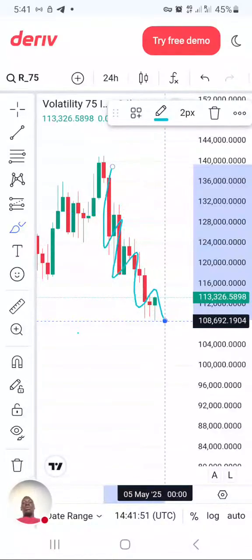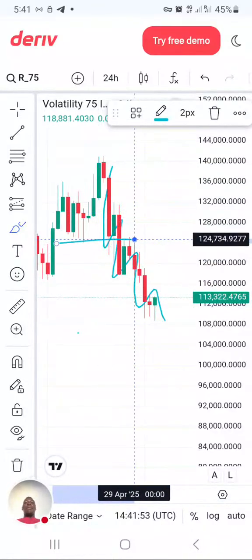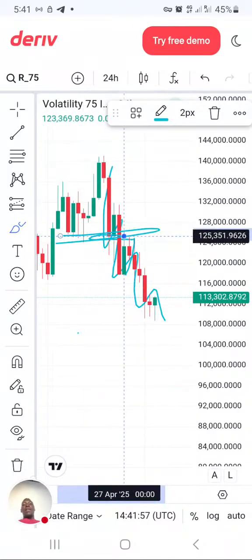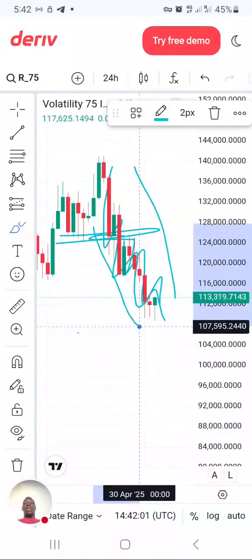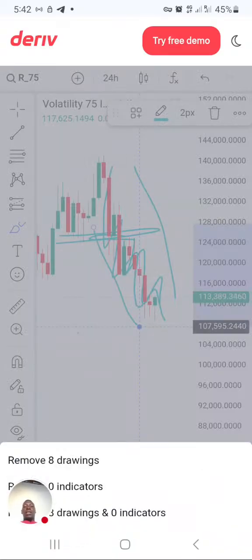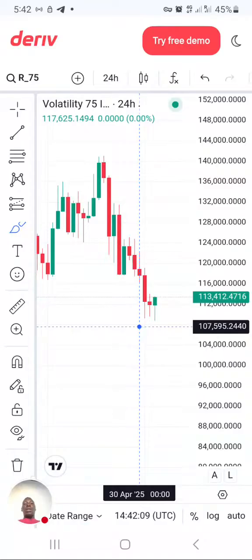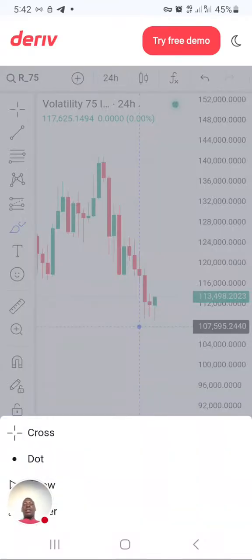So we have broken the structure here. After breaking structure, we came back to make a retest around this area, and then we started going down. So this is showing us that the market is trending down on the high time frame. But remember, before this happened, we got the daily bias to know that the market is going downwards. But we have another structure here.